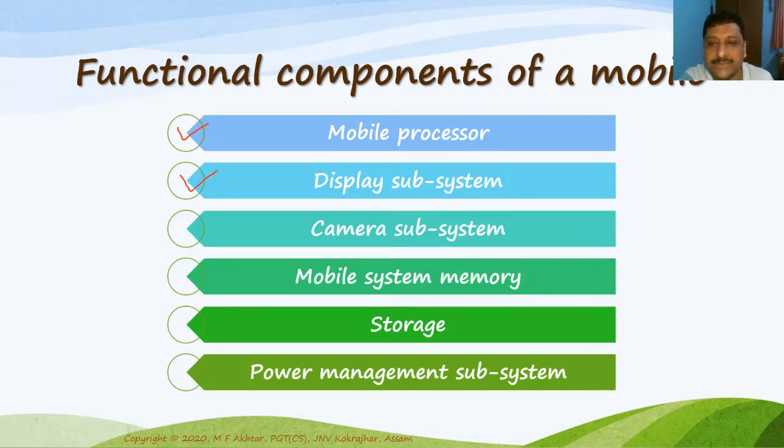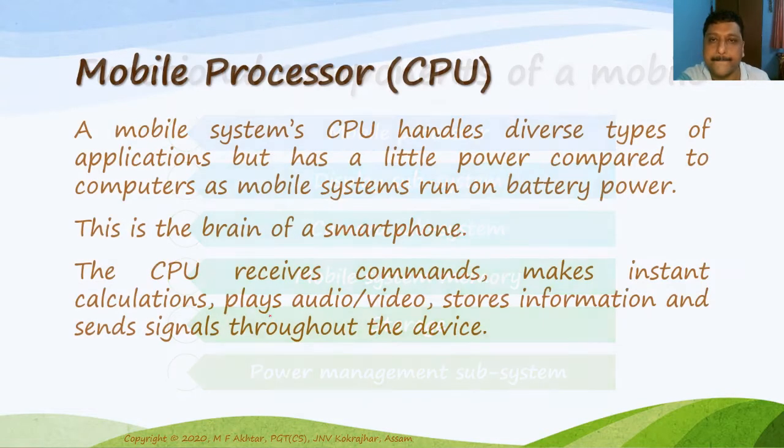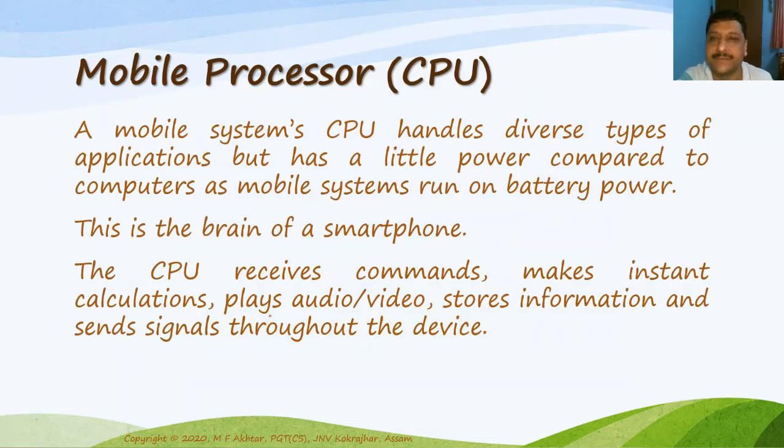Then there are the display subsystem, camera subsystem, memory, storage, power management or battery system. So many things are there. Now one by one we will learn everything. Here, first, the mobile processor, the CPU.